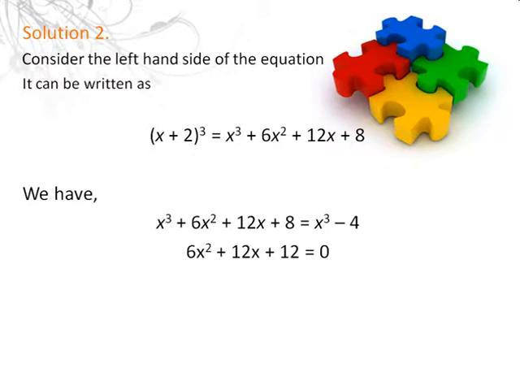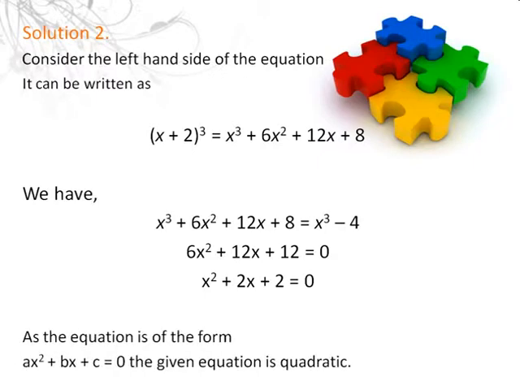Taking everything on the left hand side like before, 6x square plus 12x plus 12 equal to 0 is the resulting equation. Now we must test it if it's quadratic or not. Before doing that, let us simplify into lowest terms. We get x square plus 2x plus 2 equal to 0. We arrived at this by dividing the above equation by 6. As the equation is of the form ax square plus bx plus c equal to 0, the given equation is quadratic.